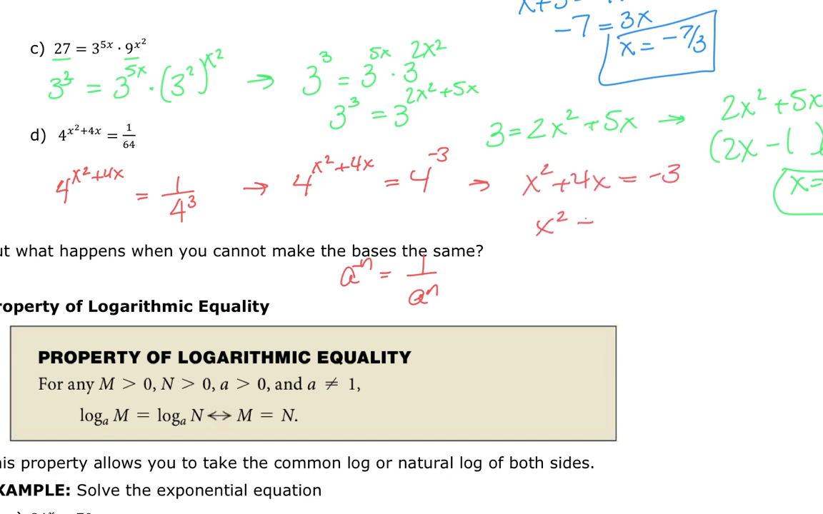X squared plus 4x plus 3 is equal to 0. This factors into x plus 3 and x plus 1. And I get x is equal to -3 and -1.